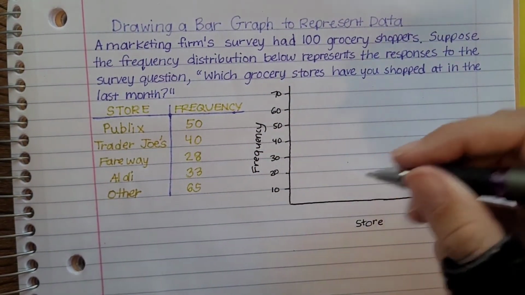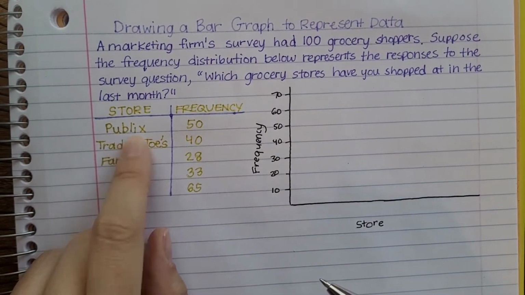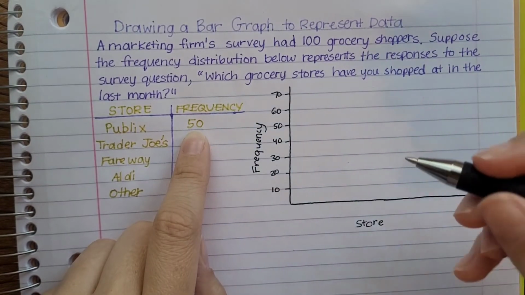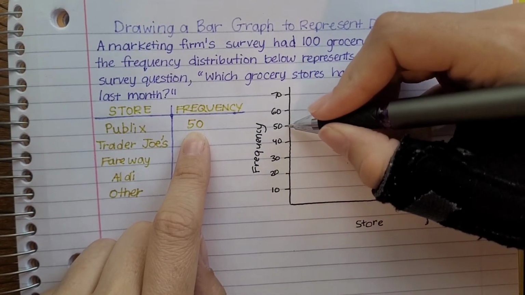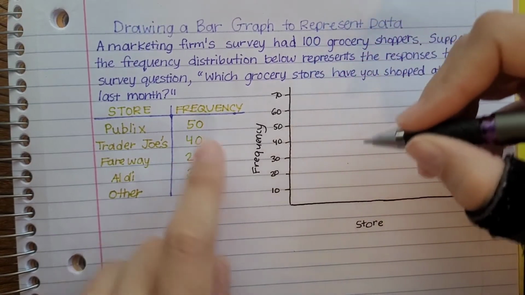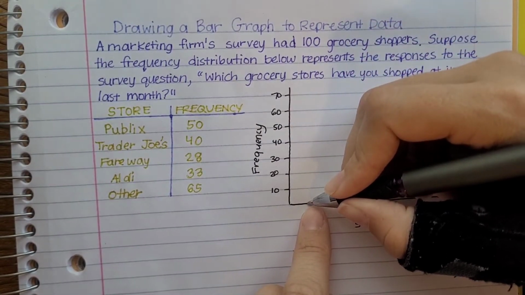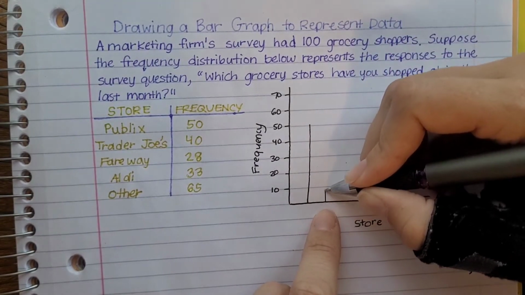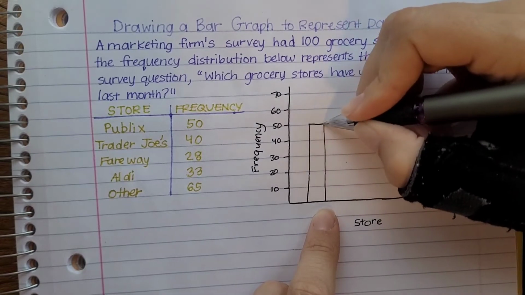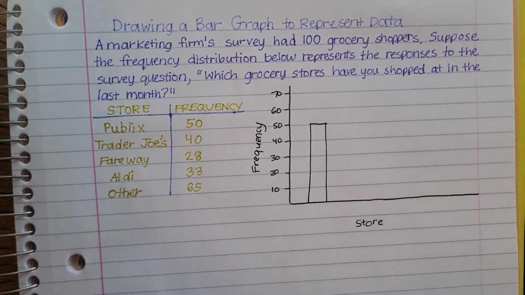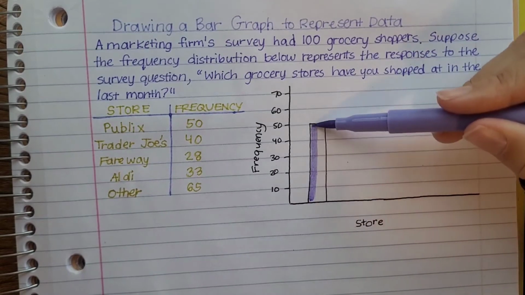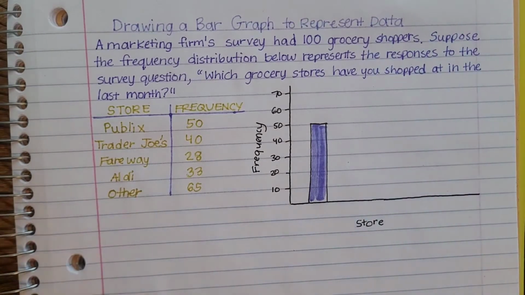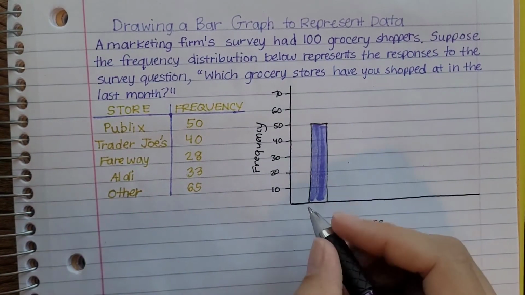Okay, so now for Publix, our number of visitors to this store was 50. So we're going to max out at 50. And with bar graphs, we're simply drawing a bar up to that amount 50. So here's my bar. I can choose a nice color to color it in. And I will label that as well, Publix.